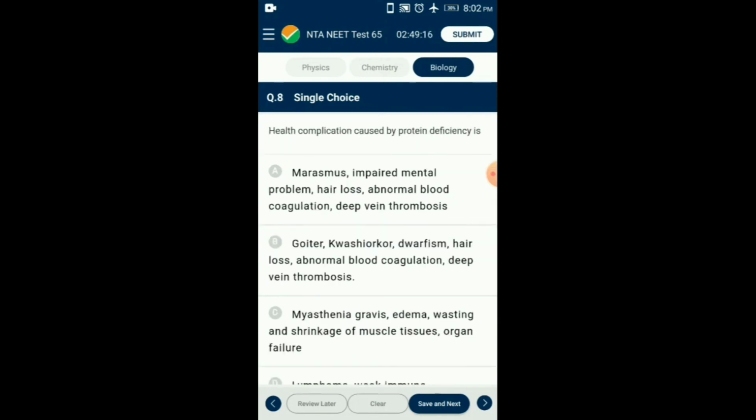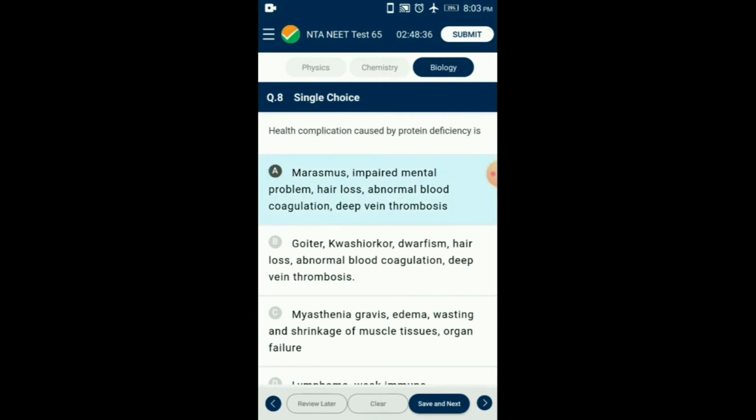Question number 8. Health complication caused by protein deficiency is. Protein is a macronutrient and major biomolecule required for development and repair of all body cells. Protein deficiency leads to disorder of blood coagulation, and a person with moderate protein deficiency is at risk of deep vein thrombosis. Marasmus, kwashiorkor, impaired mental problems, hair loss, and a weak immune system are all symptoms of low protein in the body. So the answer for this question is option A.